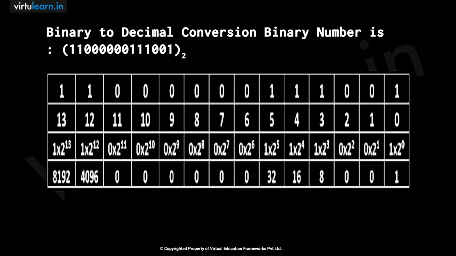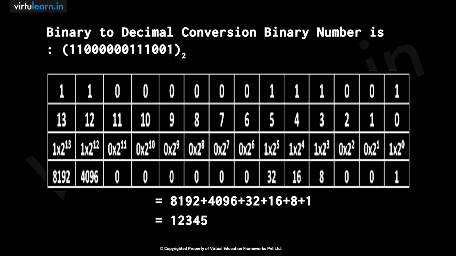Next one is octal to decimal conversion. Let me take one octal number, 30071. The positions are: in the 0th position we have 1, in the first position we have 7, in the second position we have 0, in the third position we have 0, in the fourth position we have 3. So 1 into 8 to the power of 0, 7 into 8 to the power of 1, 0 into 8 to the power of 2, 0 into 8 to the power of 3, 3 into 8 to the power of 4.